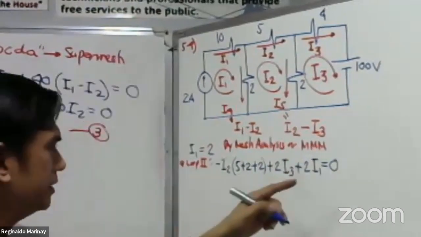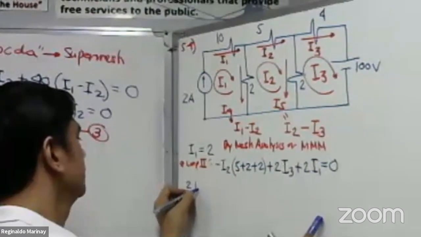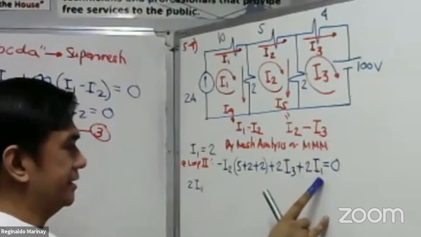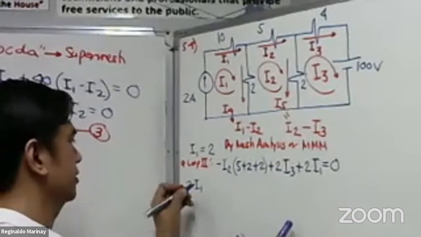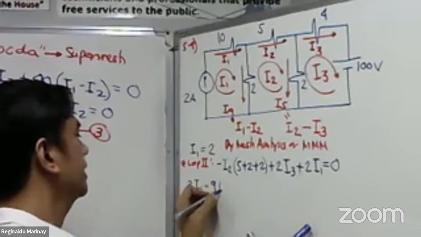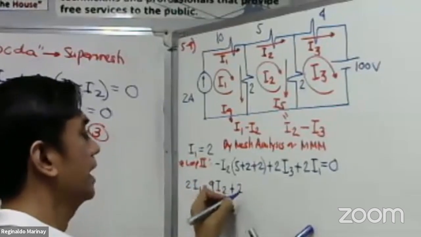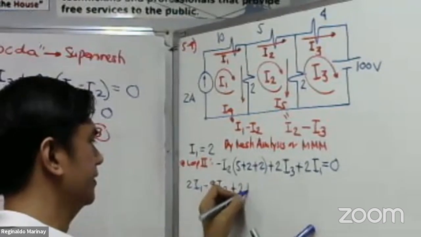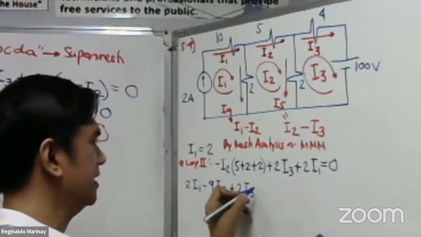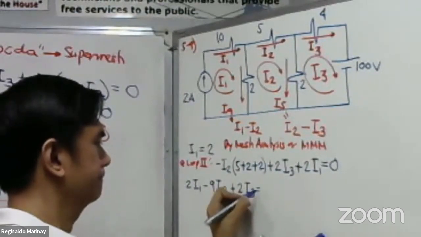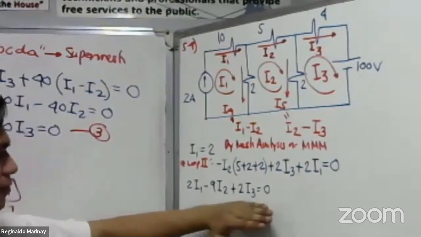So, please take a look here. Let us simplify. We have here 2 I sub 1. And then, this is 5 plus 2 plus 2, which is 9, so minus 9 I sub 2. Negative 9 I sub 2. So, we have here plus 2 I sub 3. That will be equal to 0. We have this equation now.